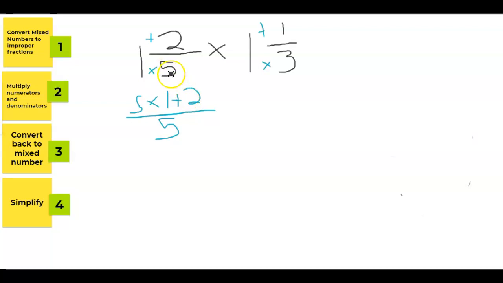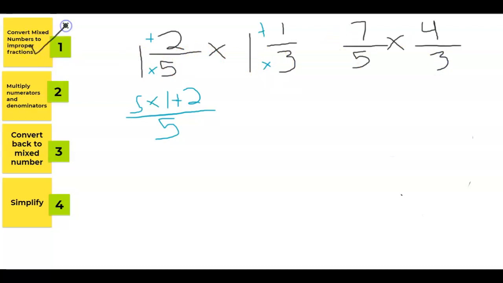So let's see, 5 times 1 is 5, and then 5 plus 2 is 7. So 1 and 2/5 becomes 7, and then my denominator stays the same, fifths. Okay, how about this one? Well, let's see, 3 times 1 is 3, 3 plus 1 is 4. So that's 4, and my denominator stays the same. So I just converted 1 and 2/5 and 1 and 1/3 into 7/5 and 4/3.